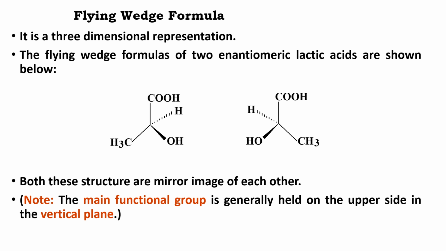See here, we are representing lactic acid using Flying-Wedge formula. These two are the enantiomeric forms. One is L-lactic acid and another is D-lactic acid. See here, this OH representation shows it is projecting towards the viewer, or above the plane of the paper, while this dotted line is projecting away from you. See here, away from you. It is a tetrahedral structure. So its mirror image is the other enantiomer.